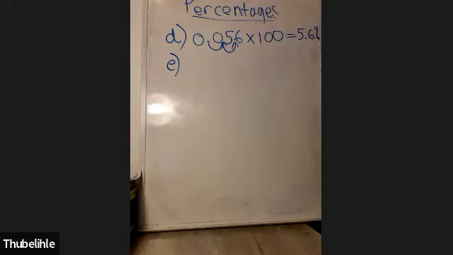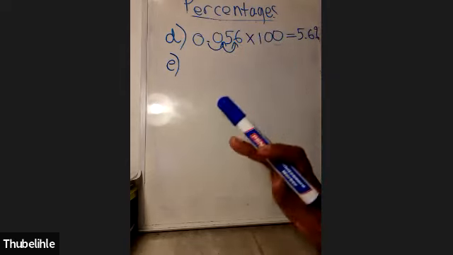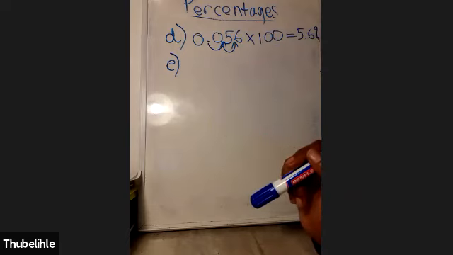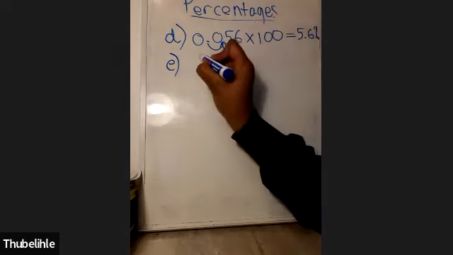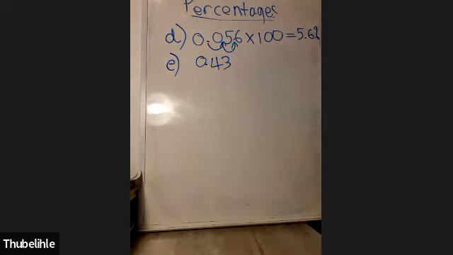So you just multiply by 100 always, no matter what the situation is. If it's percentages, if you just hear the word percent, it's just always going to be divided by 100 or multiplied by 100. Okay, so E is 0.43. Who wants to try this one out for us? Change 0.43 into a percentage.